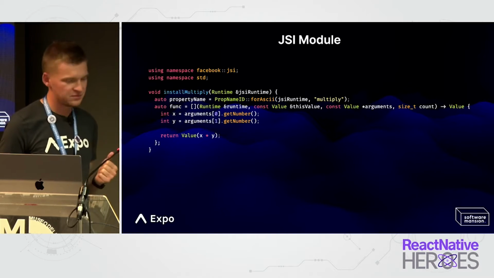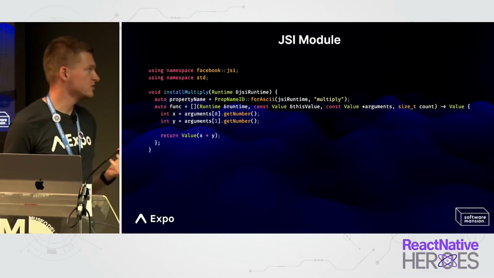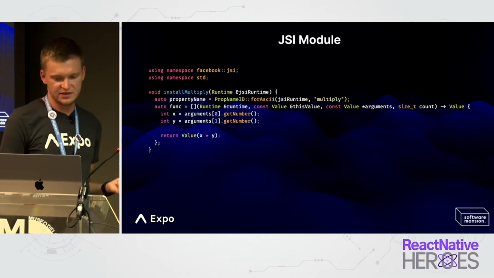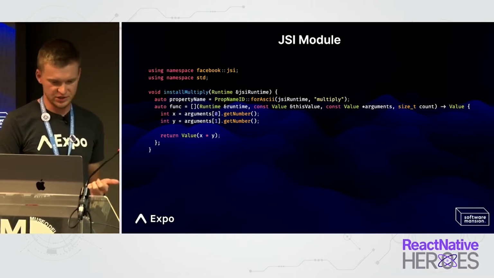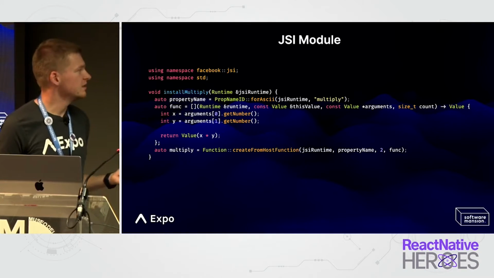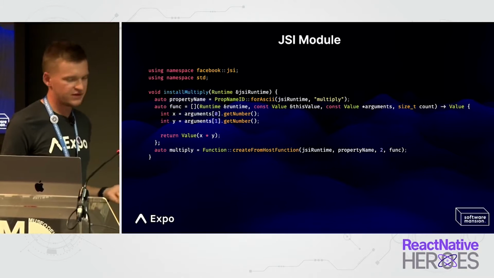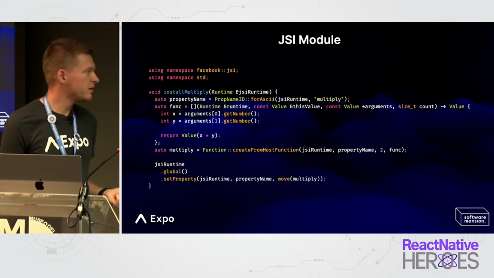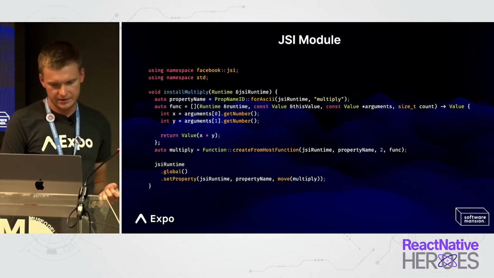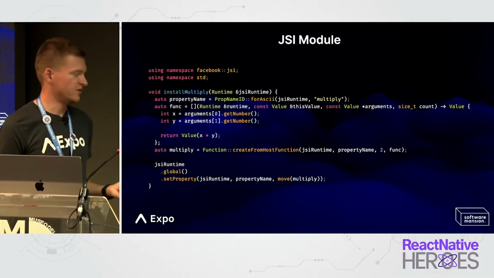So we have a C++ lambda that is called a host function. It receives a this value and all the arguments passed from JS. And now we create a JS function from this host function, and then we get the global object from the runtime to decorate it with our function.